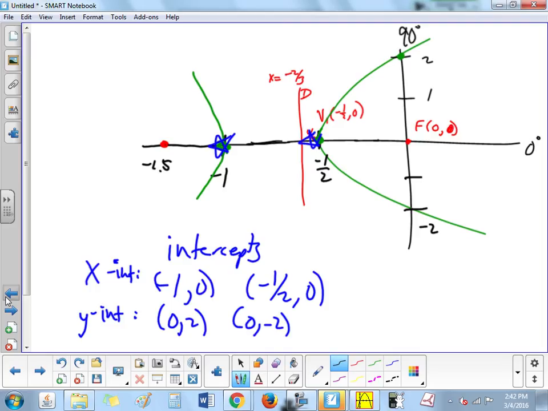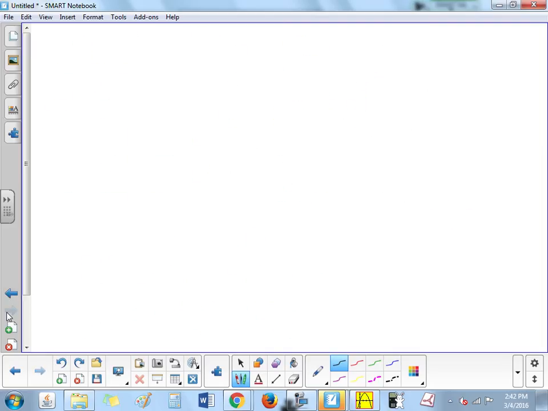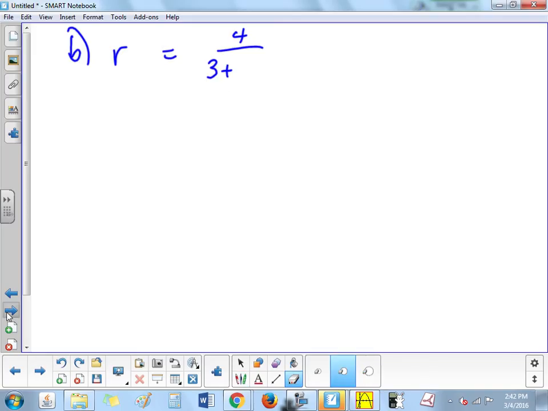What if Mr. Shore gave you this problem instead? 4 over 3 plus, 4 over 2 plus 3 sine. There are some major differences between this problem and the one we just did. There's one difference that's so great, we have to fix it before we're even allowed to start.